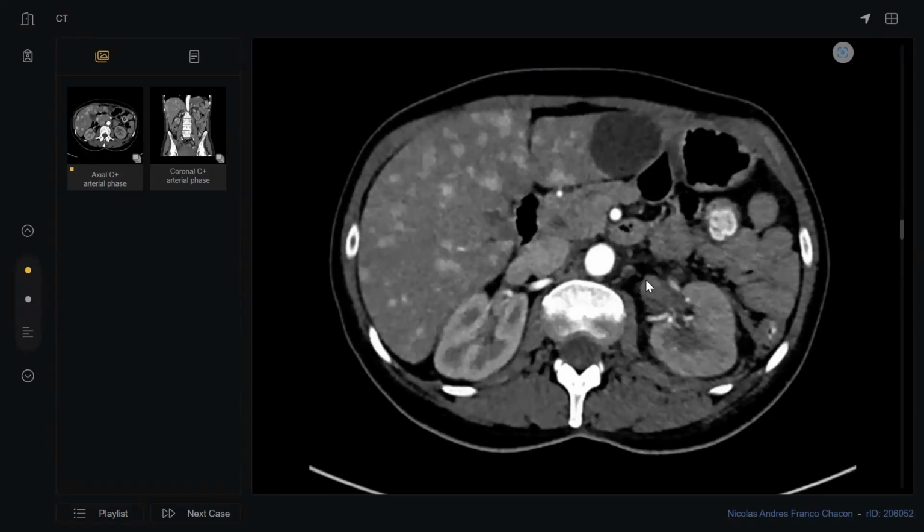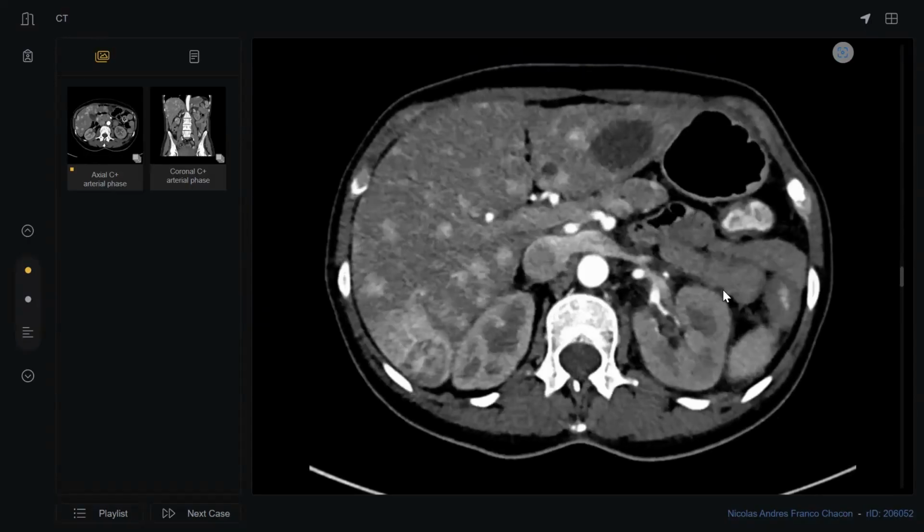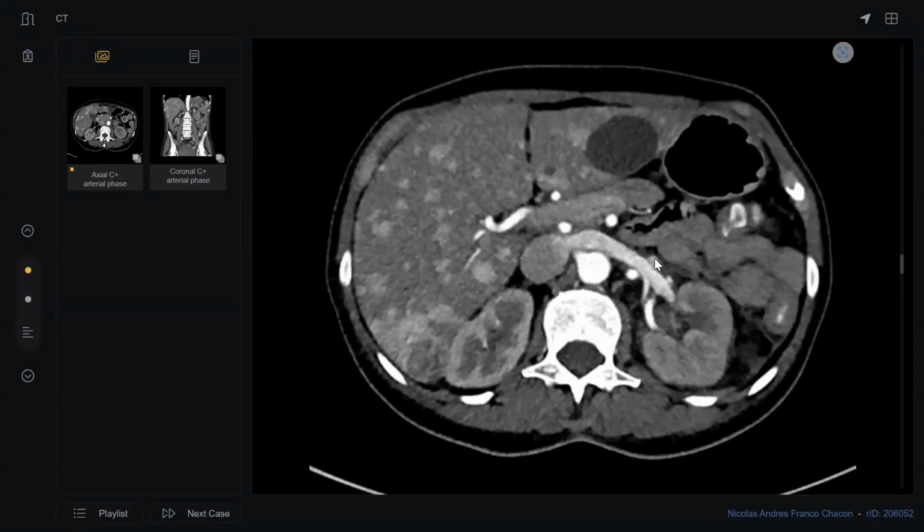When you see the left renal vein in the arterial phase, what happened here? Yes, sir. What happened between the artery and the vein? There is a fistulous communication between the artery and the vein. Thank you, doctor. Thank you, doctor, so much.